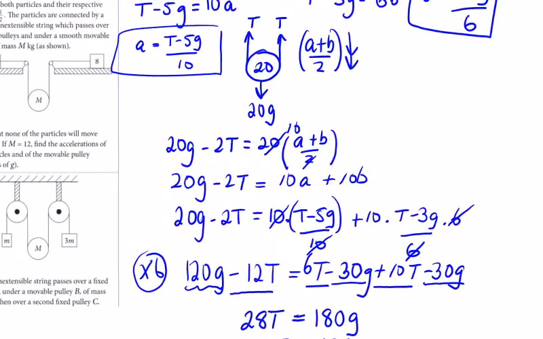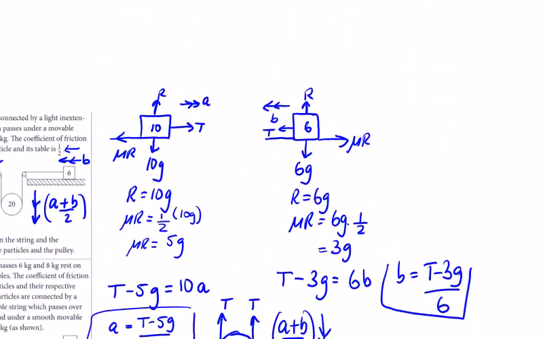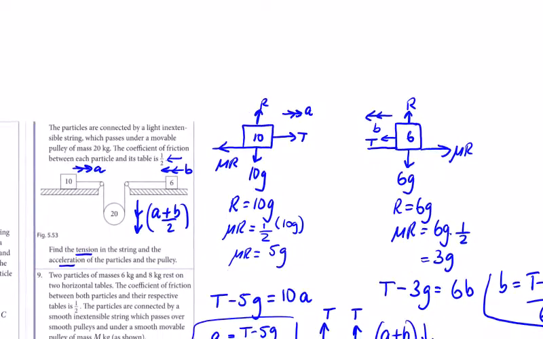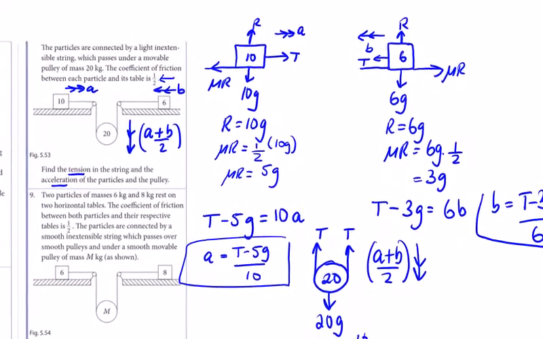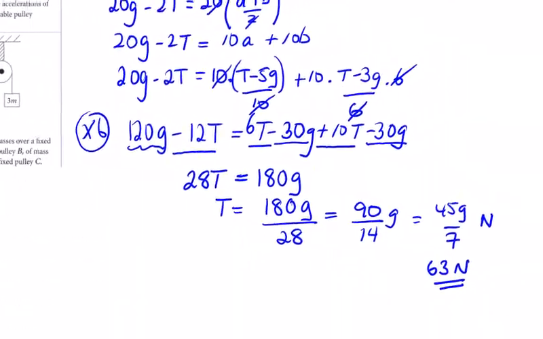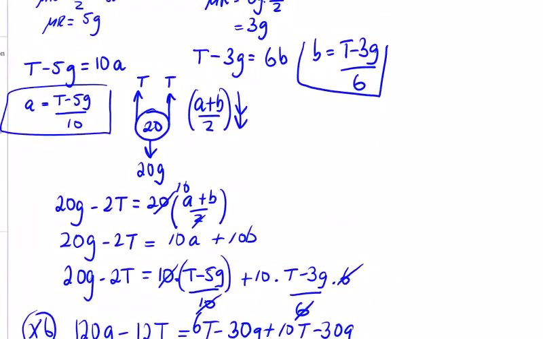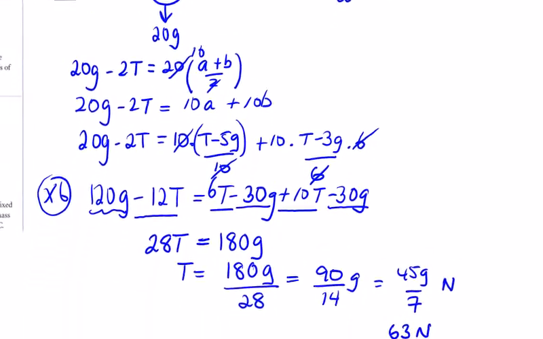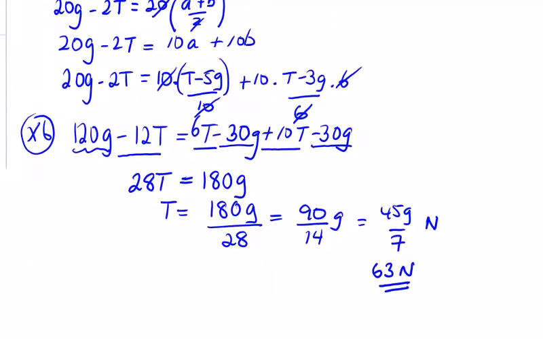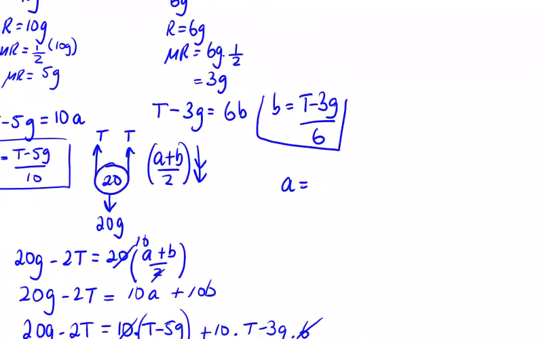And we were also asked for the accelerations of the particles, the tension and the acceleration. So we're asked for A and B, which we have up here. A is equal to T minus 5G over 10. So A is equal to tension 63 minus 3G over 6, and B is equal to 63.